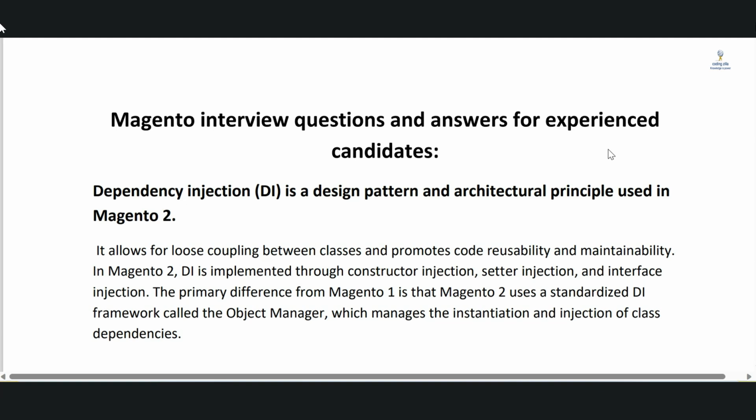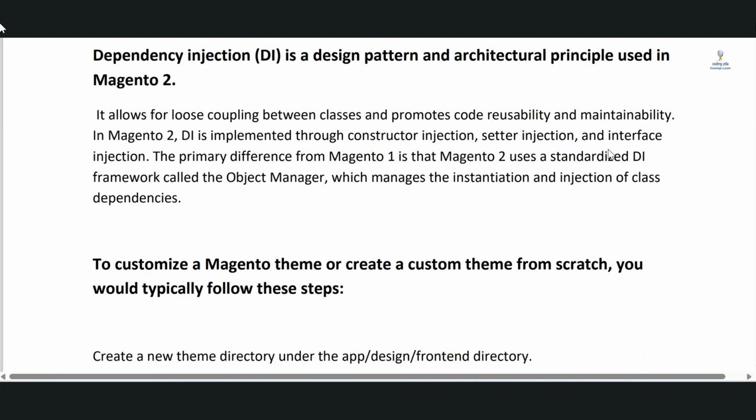So friends, the first question is dependency injection. It is a design pattern and architectural principle used in Magento. It allows loose coupling between classes and promotes code reusability and maintainability. In Magento 2, DI is implemented through constructor injection, setter injection, and interface injection. The primary difference from Magento 1 is that Magento 2 uses a standard DI framework called the Object Manager, which manages the instantiation and injection of class dependencies.